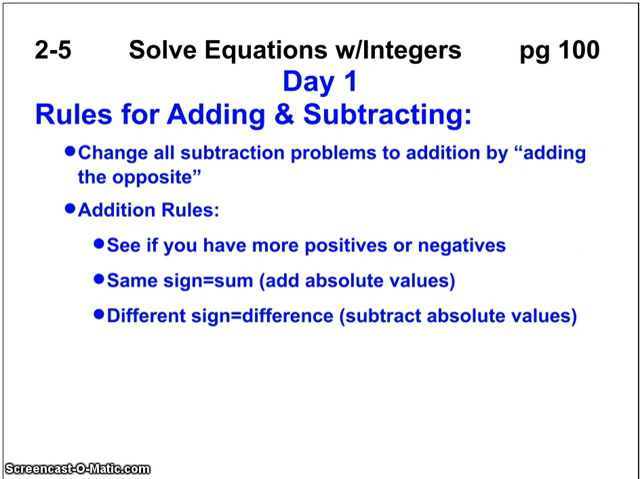Remember, you have to determine if you have more positives or negatives, and that'll tell you the sign of your final answer. If the signs are the same, in other words, they're both negatives or both positives, you add the absolute values together. And if the signs are different, remember the different sounds like the word difference, which means to subtract, you subtract the absolute values.